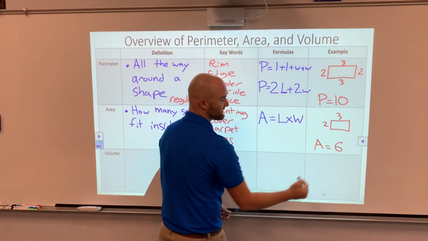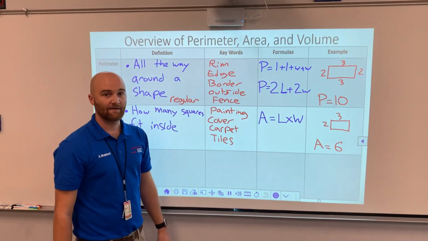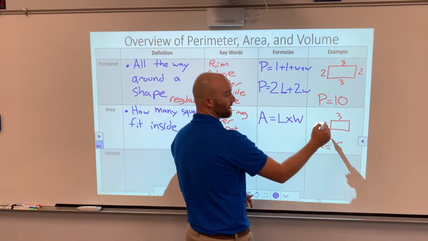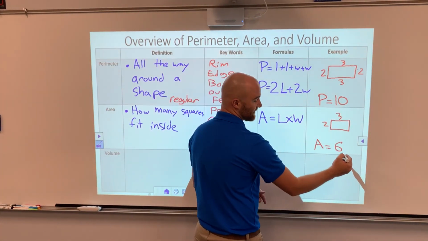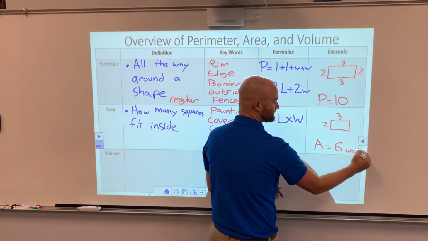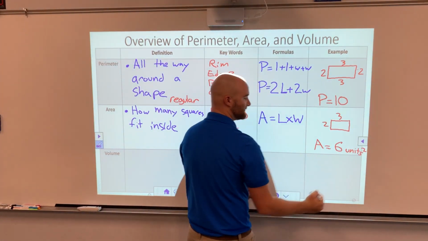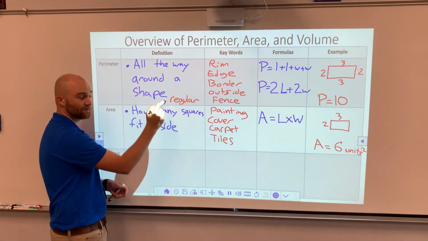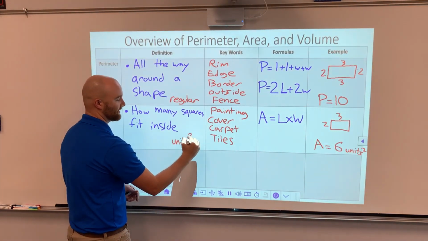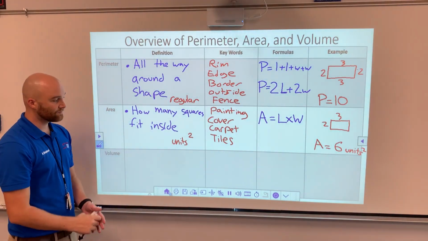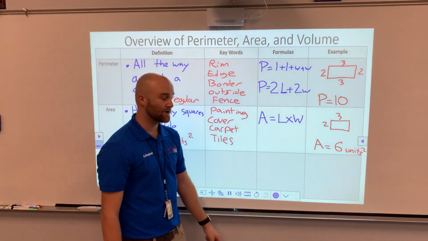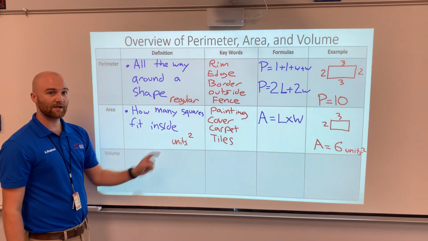Our area is 6. But there's something weird about area. Area doesn't use regular units. It uses units squared. So if these were meters, it would be meters squared. If these were feet, it would be feet squared. I'm going to write units squared. And I'm going to do the same thing over here. Just like I wrote regular over here, I'm going to write units squared. And that's like a little 2 up top. And the reason why it has a little 2 is because we're multiplying two things together, two of the dimensions together. So it's a little square, units squared.